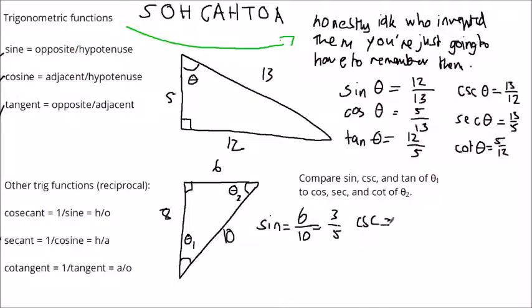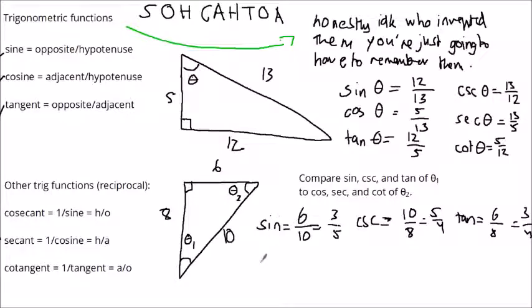CSC is cosecant. Cosecant is 1 over sine. The sine is 6 over 10, so the cosecant is 10 over 6, which is 5 over 3. And then the tan is opposite over adjacent, which is 6 over 8, which is 3 over 4.